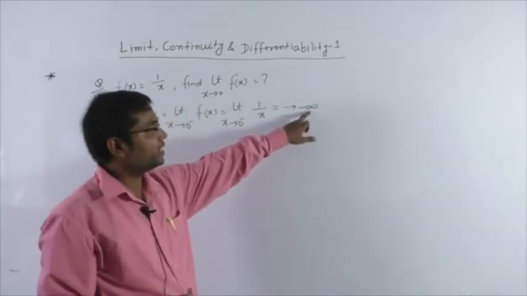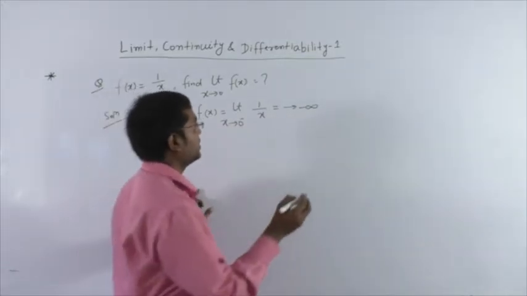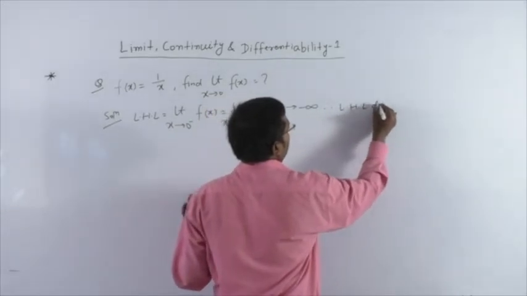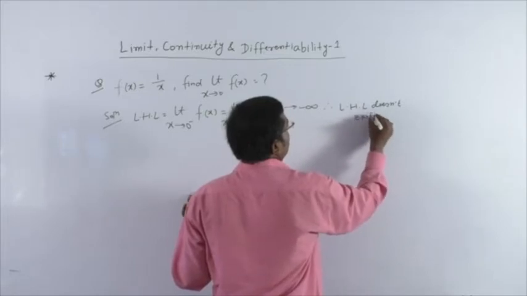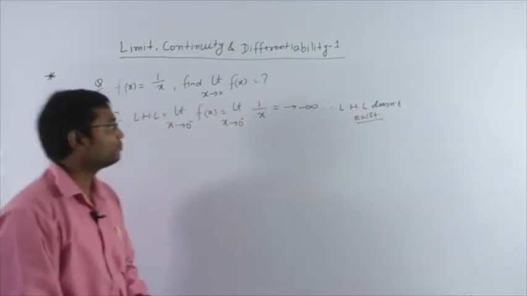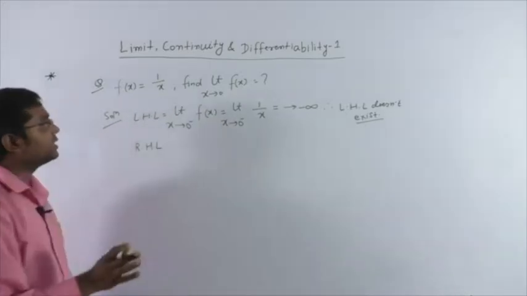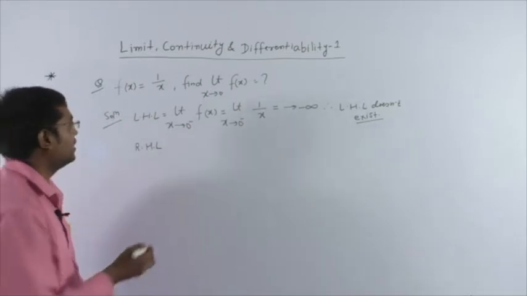Are we finding a definite real number? No. So here the left hand limit does not exist, because it's not a finite value. Similarly, we can say that this limit does not exist. But let's calculate the right hand limit.